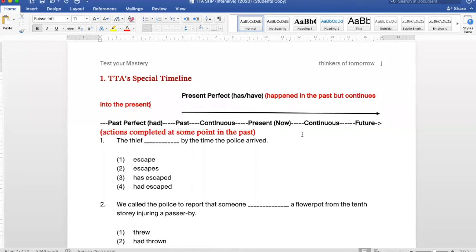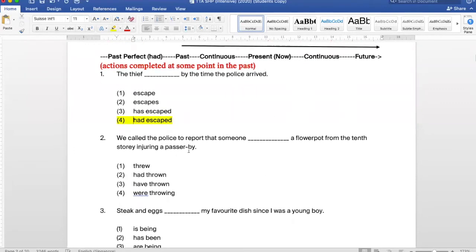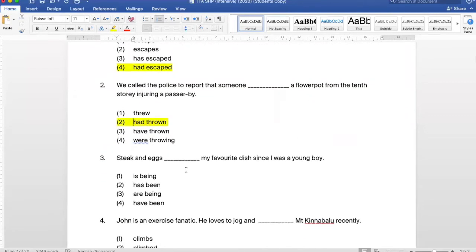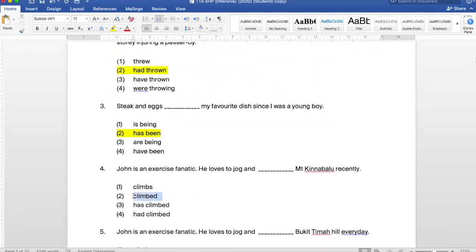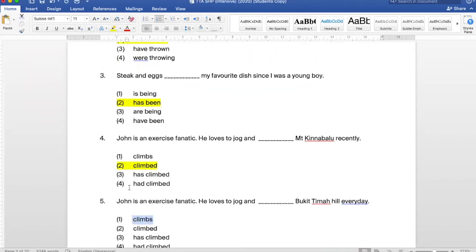But that being said, it also depends on the question. Then you can find the correct answer. Present perfect tense will be in the middle, between past and present. After that you would have continuous and finally future. Question 1 is for. Question 2 is had thrown. Question 3 is has been. Question 4 is climbed. And question 5 is climbs.